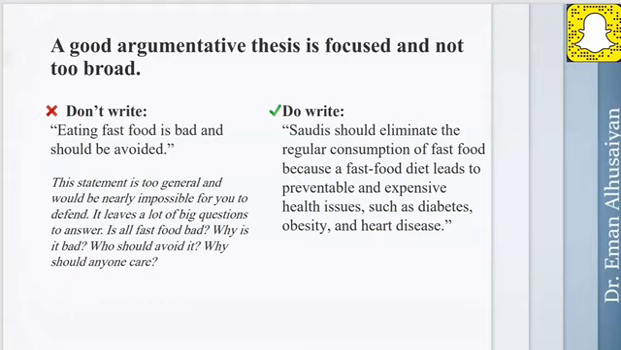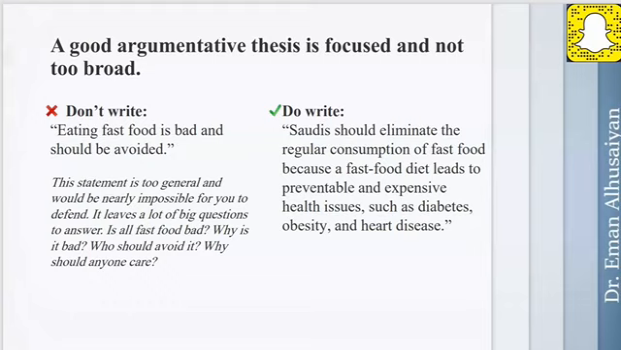Now, let's look at the good version of this thesis statement. Saudis should eliminate the regular consumption of fast food. So this is the topic. Okay, the topic is fast food, or consumption of fast food. And your opinion is that Saudis should eliminate, should eat less fast food. So it has a topic, it has an opinion, and the last part: because a fast food diet leads to preventable and expensive health issues, such as diabetes, obesity, and heart disease.